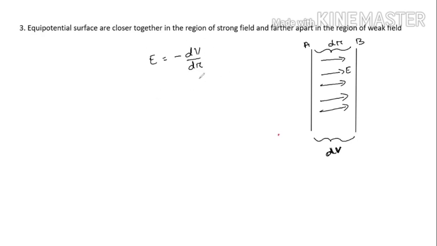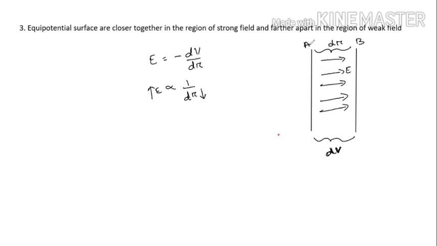From this relation, we understand that the electric field E is inversely proportional to the distance dr. So what we can make from here is that if you make two surfaces very close to each other, that means the distance between those two planes will be very small. In such regions, you will have a very strong electric field.